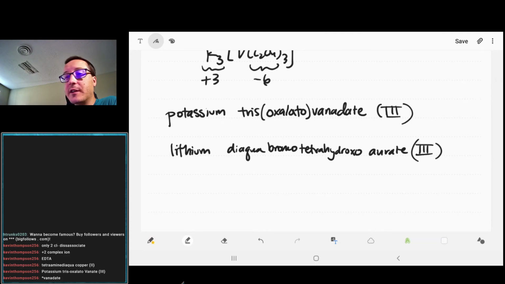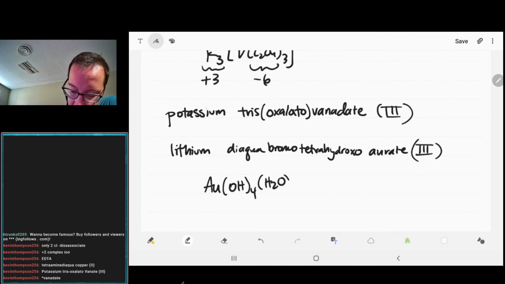As you can see, these names are terribly long and confusing. But for whatever reason, we have to learn how to name them. So there we go. Let's do the complex part first, and then we'll put our lithium at the end. So we won't worry about that. So orate, that tells us we have gold. We have some hydroxys, some waters, and a bromine.